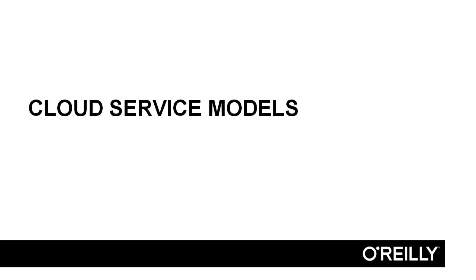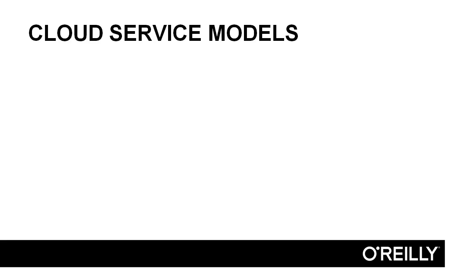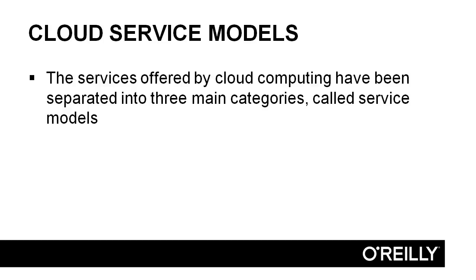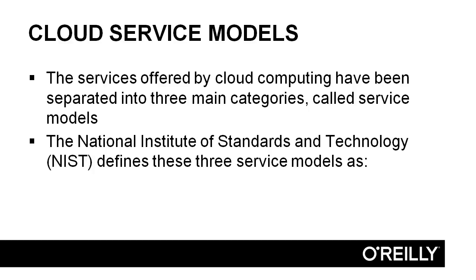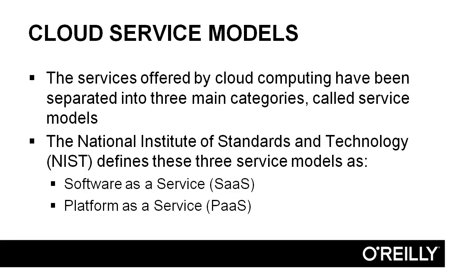You hear the term cloud computing out there quite a bit, but in reality, there are multiple service models that can describe exactly how cloud computing is being implemented, and that's what we want to talk about in this video. Services offered by cloud computing can really be separated into three main categories, known as service models. The National Institute of Standards and Technology, or NIST, has defined these three service models as software as a service, or SaaS, platform as a service, or PaaS, and infrastructure as a service, or IaaS.